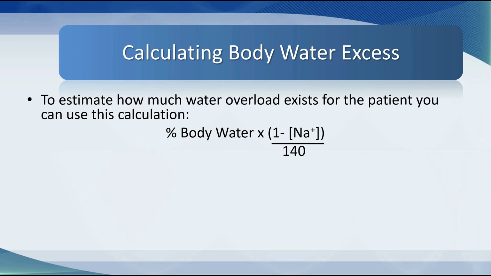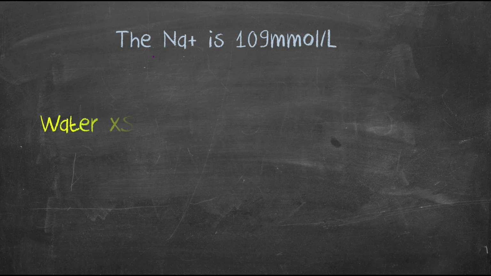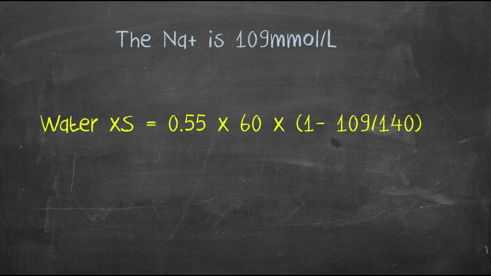You look at percentage of body water times 1 minus the sodium divided by the normal sodium, which is 140. Now, male's body water is about 60%, so that number is 0.6. Rachel is a female, so her percentage body water is lower. It's 55% or 0.55, and she has a plasma sodium of 109. So let's just work this problem. The water excess is 0.55 times 60, that's her weight, times 1 minus 109 divided by 140.